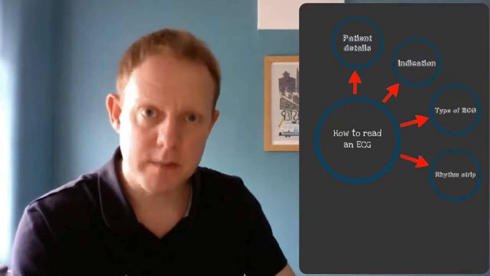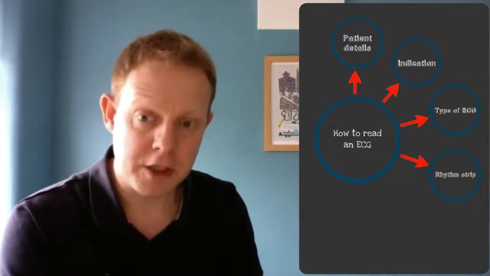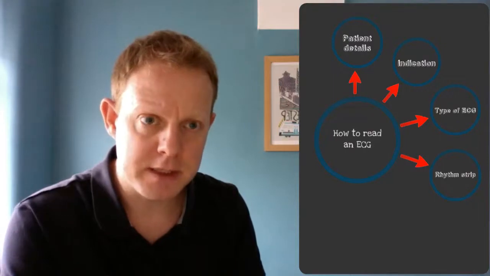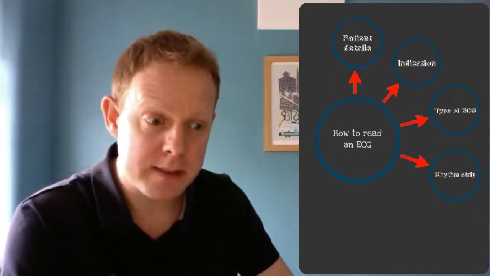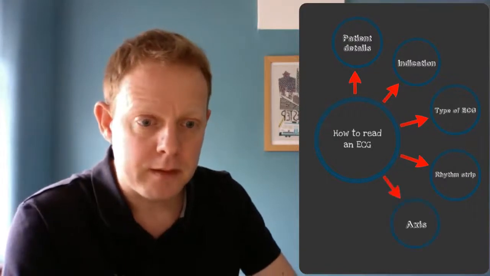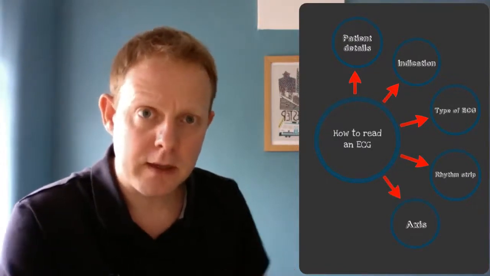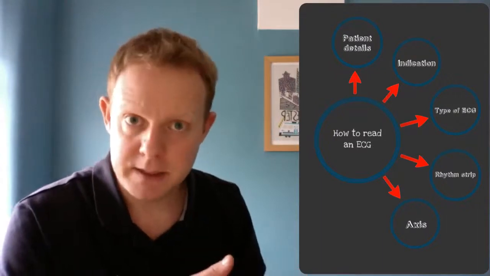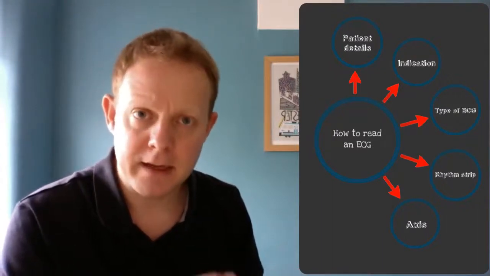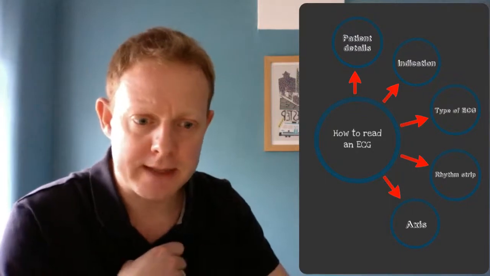Next, we're going to look at the rhythm strip. Usually that's from lead 2, and usually that's at the bottom of the ECG. So take a look at the rhythm strip, and we'll need our own system for interpreting the rhythm strip. After that, we want you to look at the 12-lead ECG itself, interpret the axis of the ECG, and I will cover that in a future video, how we interpret the axis.